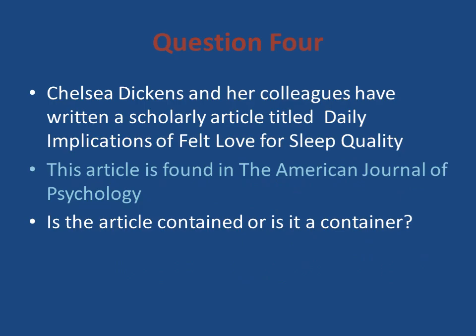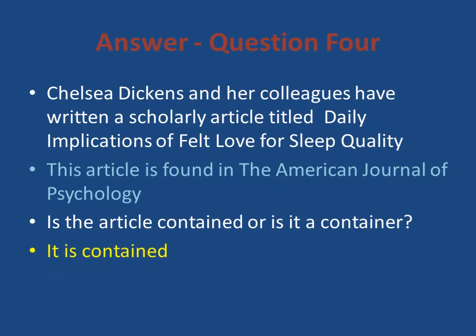Now, for the very same source, the article they wrote is titled Daily Implications of Felt Love for Sleep Quality. The scholarly journal article, that has been extensively researched, is found in the American Journal of Psychology. Is the article contained or is it a container? If you said it's contained, you are right, because the article is a shorter form work. It is housed or contained inside of the journal, whose title is the American Journal of Psychology.